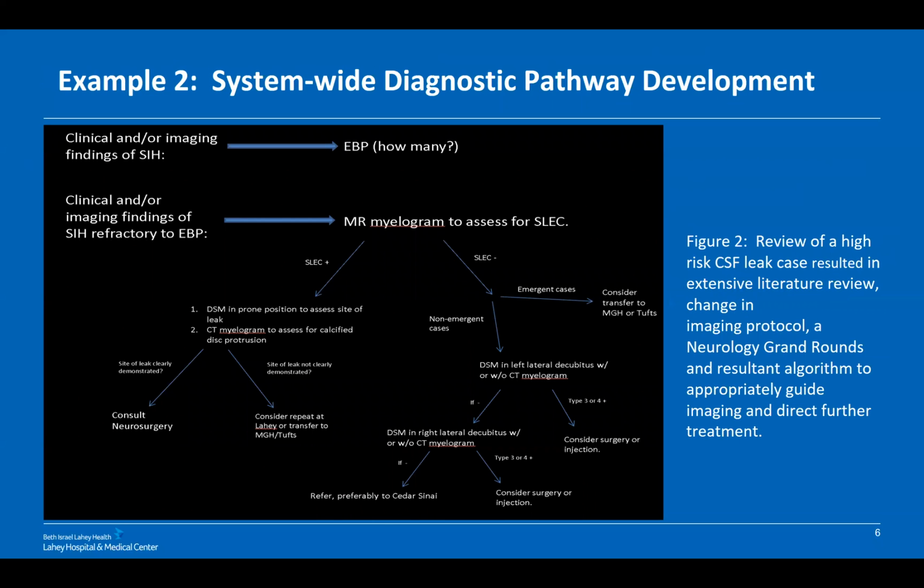Here's example 2. A combination of submitted cases, including 1 high-risk case of CSF hypotension, resulted in collaboration with clinicians to carry out an extensive literature review, change imaging protocol, and hold grand rounds to review the topic. This led to the development of an algorithm to establish an institutional standard of care. This algorithm now routes patients with clinical imaging findings of spontaneous intracranial hypotension to either conservative treatment, neurosurgery referral, further workup, or surgery.